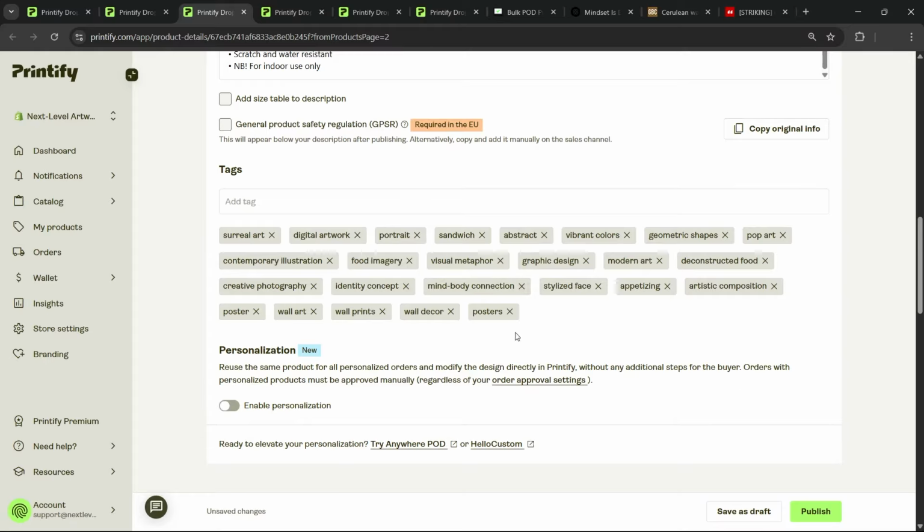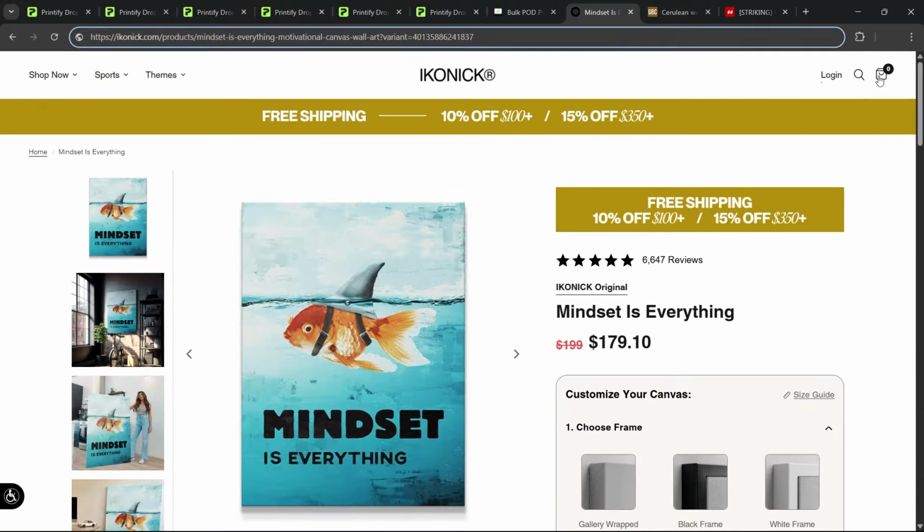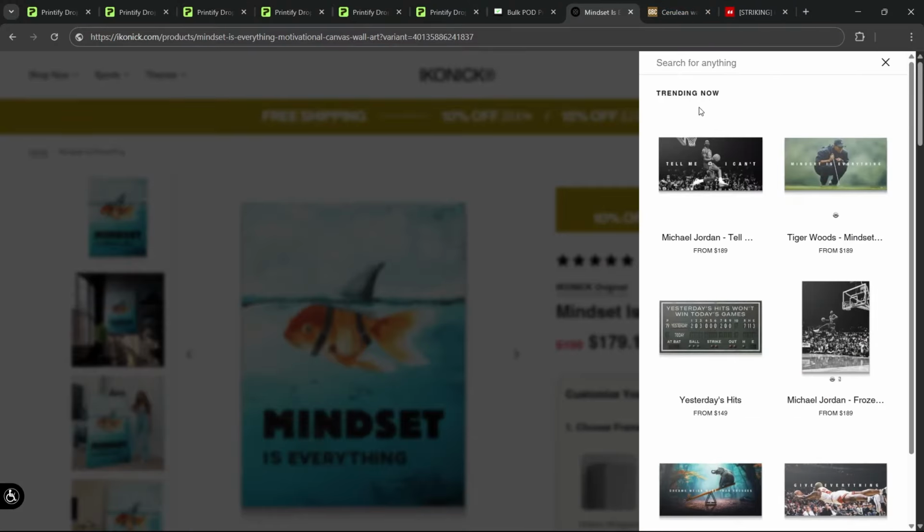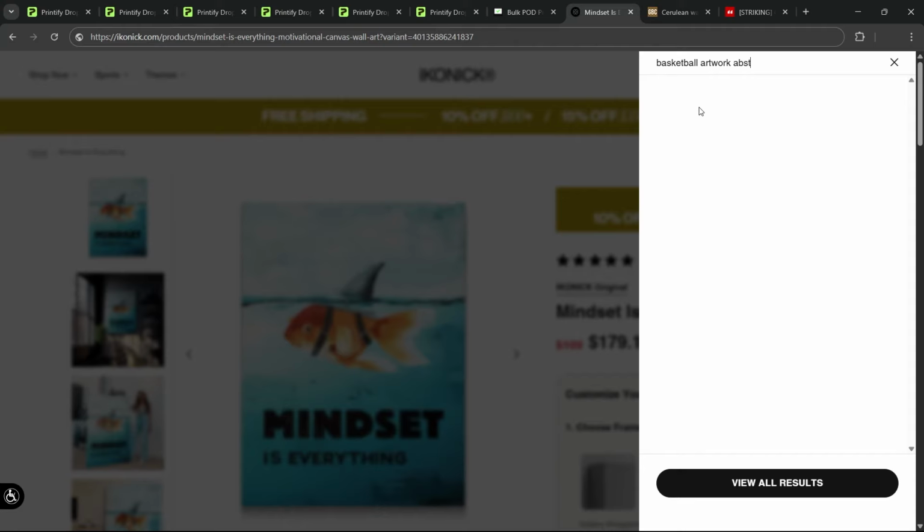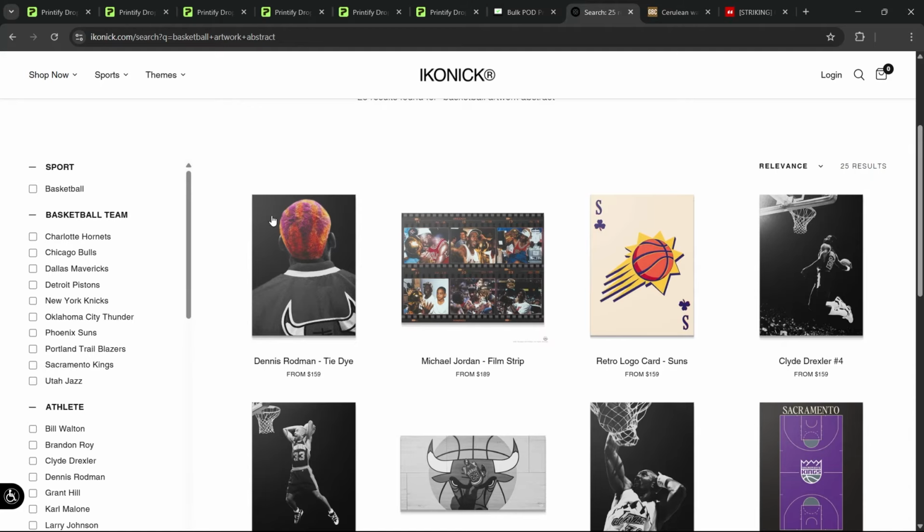And of course, if people are actually searching on your store itself, where they come here and they're searching for basketball, artwork, abstract, or something like that, again, as long as your description and tags are including these appropriate descriptive terms, it makes it more likely that somebody can search your site and find what they're looking for.